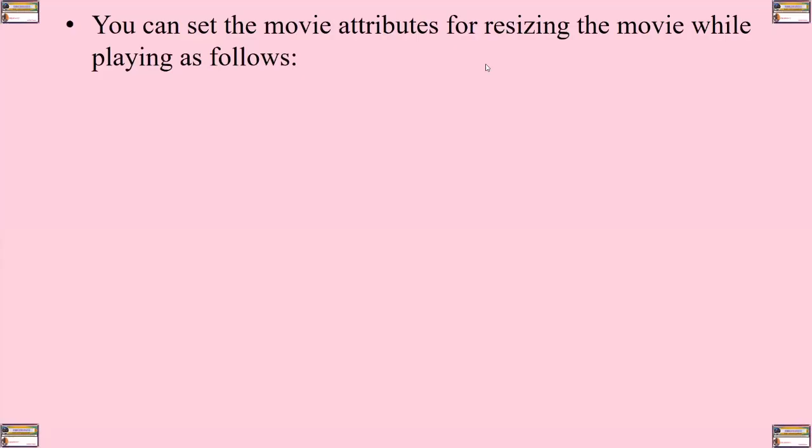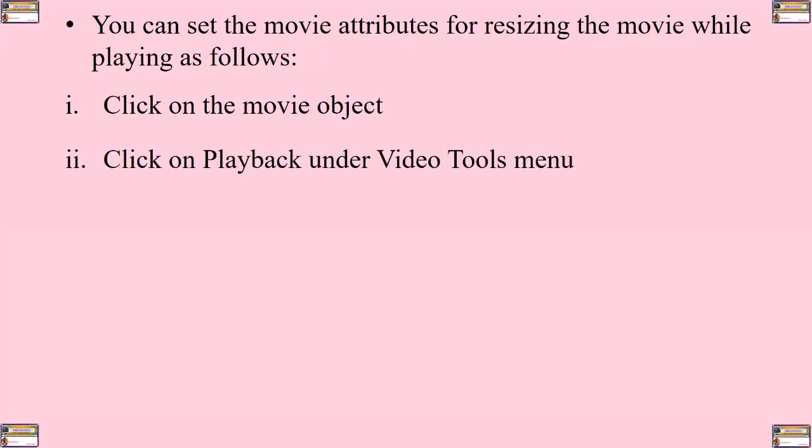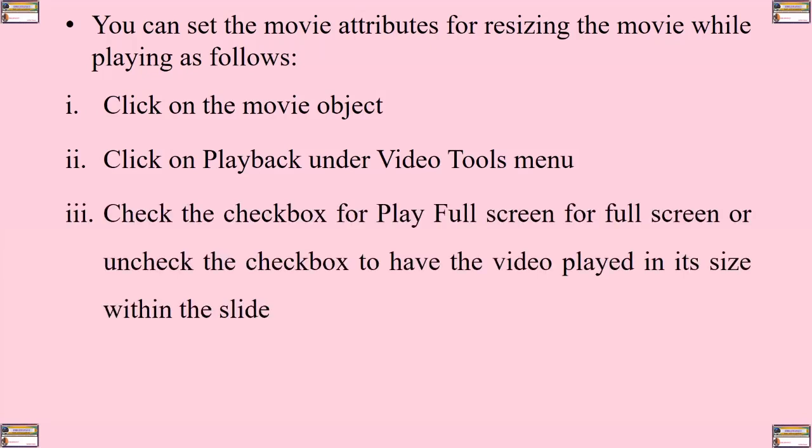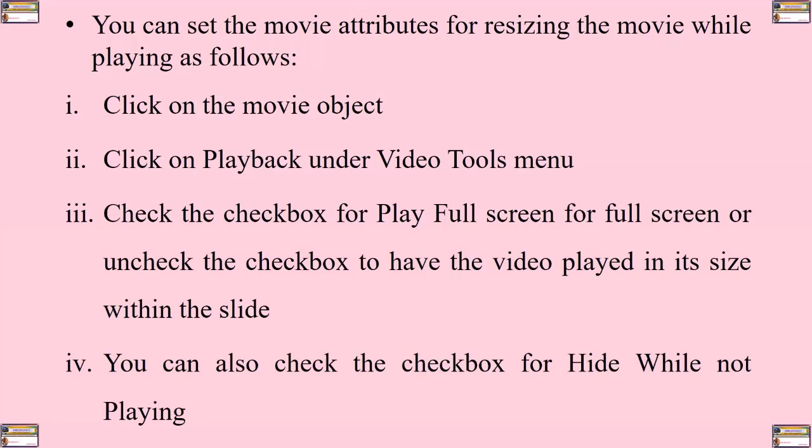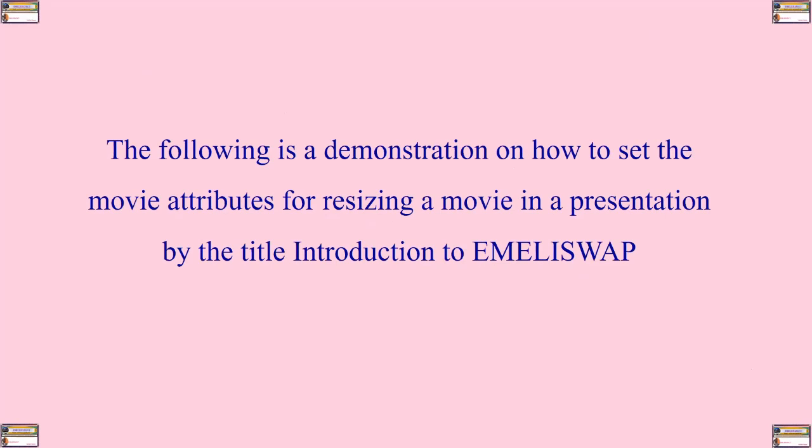You can also set the movie attributes for resizing the movie while playing it as follows. You click on the movie object, then click on the playback in the video tools menu. Then check the checkbox for play full screen, or uncheck the checkbox to have the video played in its size within the slide. You can also check the checkbox for hide while not playing. The following is therefore a demonstration on how to set the movie attributes for resizing a movie in a presentation by the title Introduction to MLSwap.